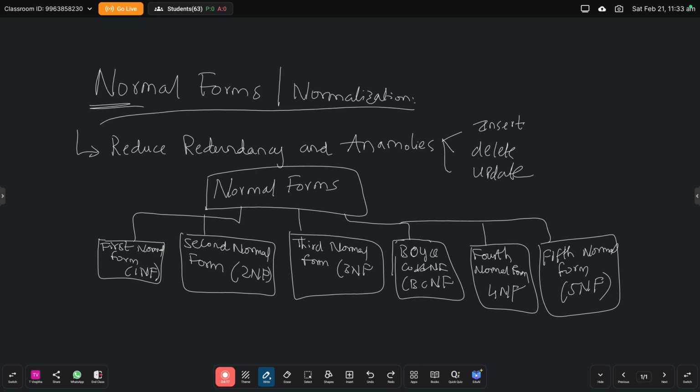You must ensure the classification diagram is there, and the tabular format containing the difference between all normal forms should be written. Clear? BCNF, Boyce-Codd normal form. Boyce, Codd are the scientists' names. That's the name given as Boyce-Codd normal form, and it is also called 3.5 NF.